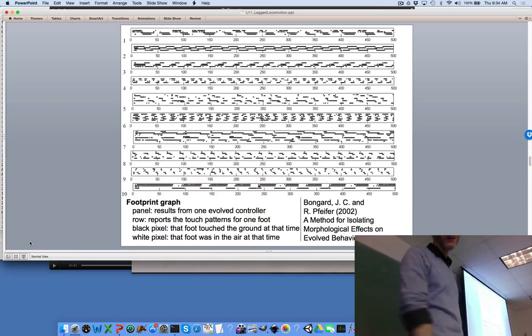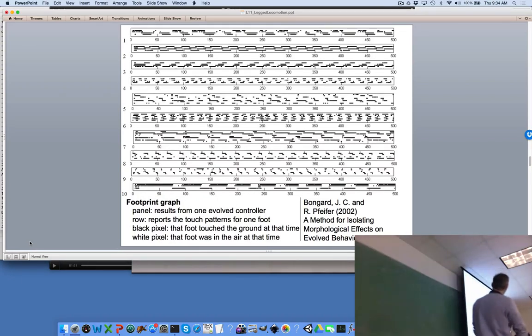Okay, so all the robots have exactly the same neural network. We evolved them against the same fitness function. What I'm showing you here are a series of footprint graphs, and we haven't seen footprint graphs yet. These are extremely useful for visualizing the behavior of legged robots. So video is ideal, but in lieu of a video, you can create a footprint graph. Another great thing to remember for your final project, for those of you that work on legged locomotion.